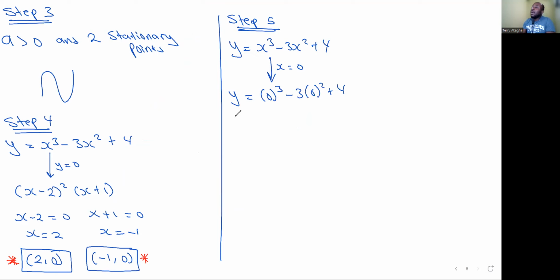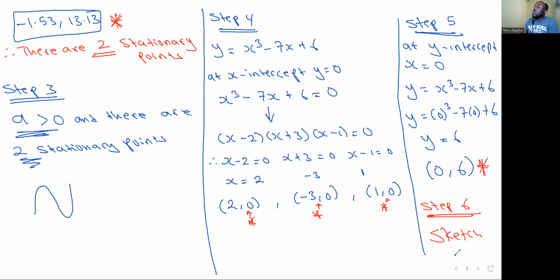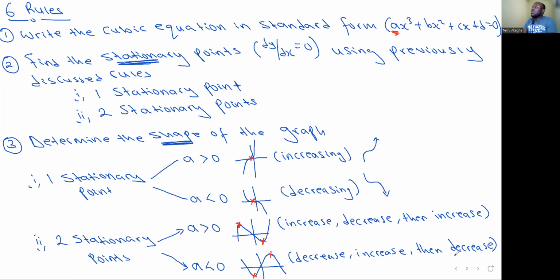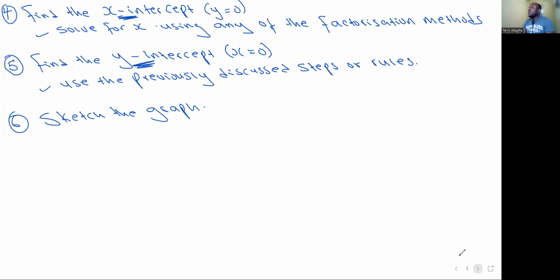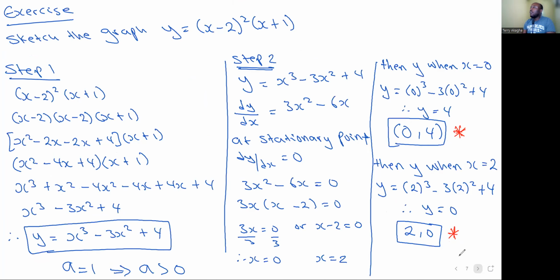Then what you now get is y equal to 4. And when you want to put it in the y-intercept form, it's going to be x is 0, y is 4. And this is the y-intercept. Then when you're done with that, we need to go to step 6. And step 6 is sketching the graph. So we're going to go and sketch the graph now.